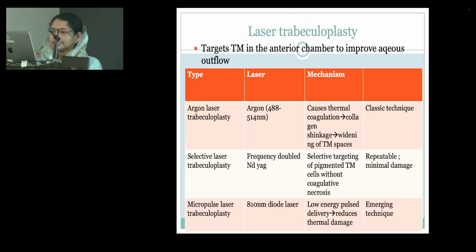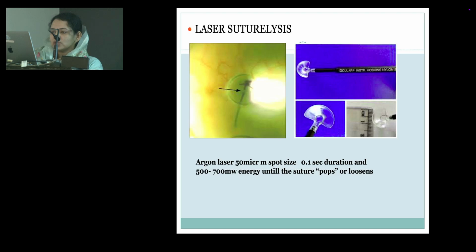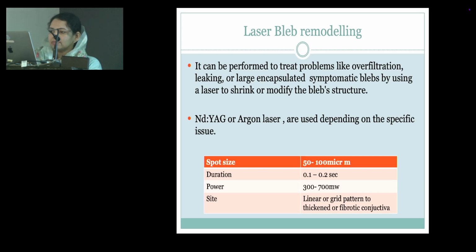Next one is the laser trabeculoplasty that targets the trabecular meshwork in the anterior chamber to improve the aqueous outflow. And laser suture lysis, where the suture is lysed with the laser in post-operative setups. And in laser bleb remodeling, it can be performed to treat problems like filtration bleb leaking or large encapsulated symptomatic bleb by using a laser to shrink or modify the bleb structure. We are using an Nd:YAG or argon laser for this.